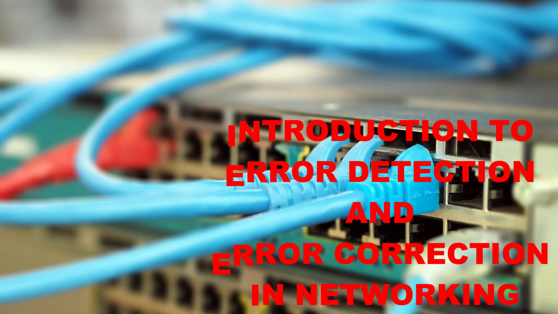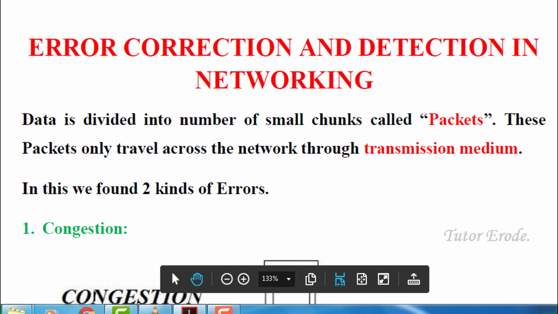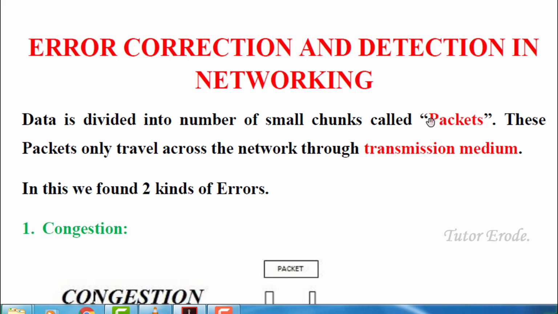Error correction and error detection. We know that in networks, our data is divided into a number of small chunks called packets. These packets travel from source to destination through a transmission medium. So we find two kinds of errors while transmitting.